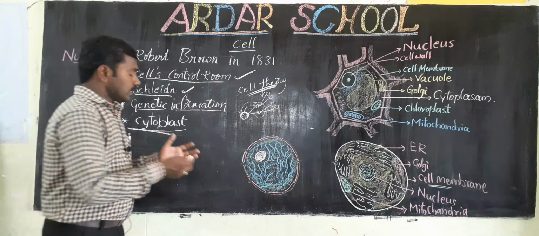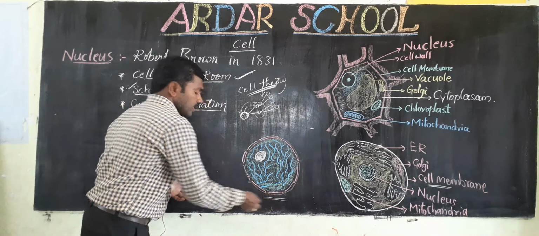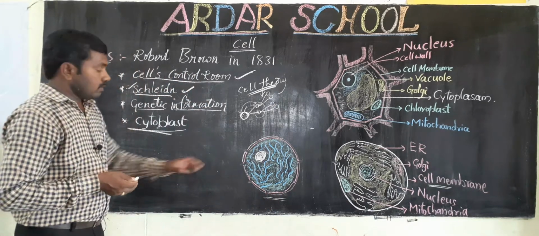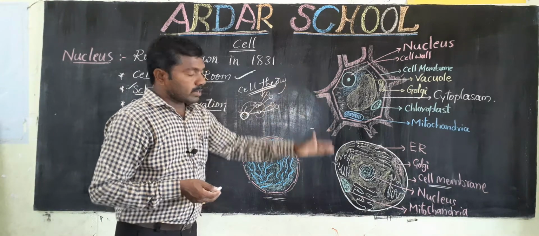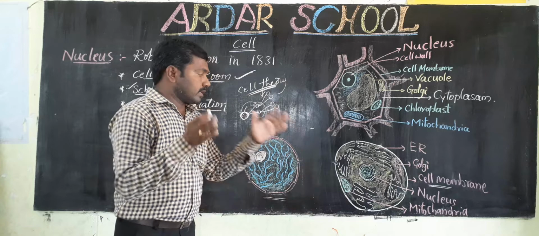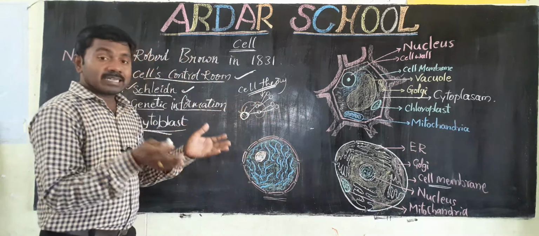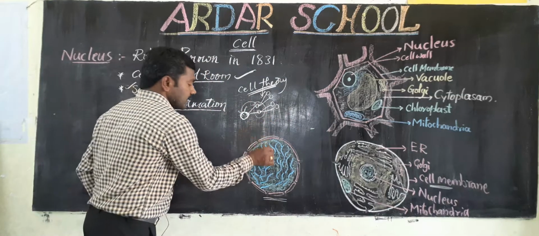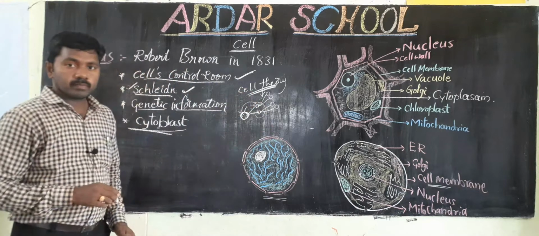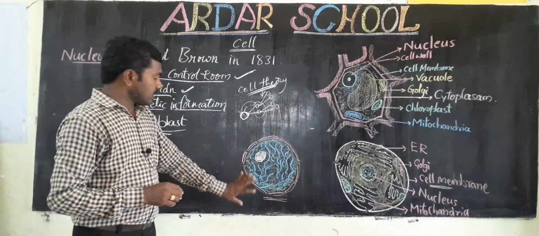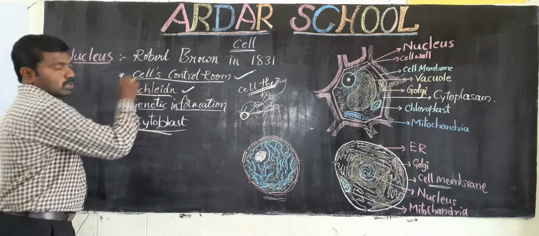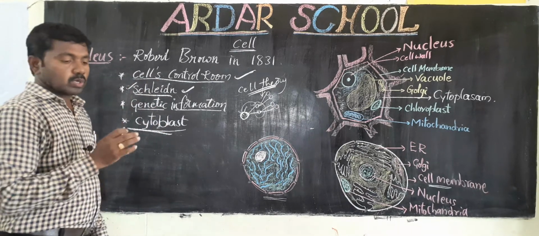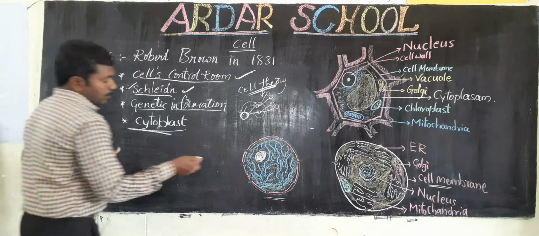Okay children, that's why it is very, very important, whether in a plant cell or an animal cell. Why? Because animal or plant characters depend upon this genetic information. That's why it is called the cell's control room.